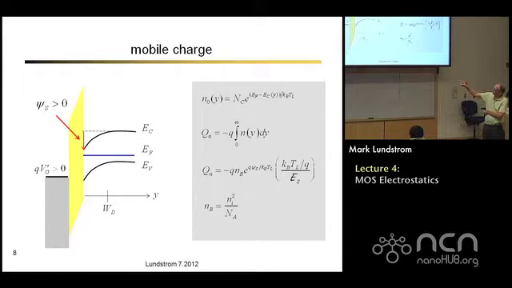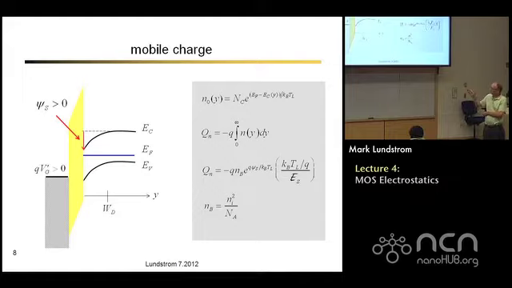If I bend the bands down near the bulk, I'm bending them down by the potential at the surface, psi sub s, the surface potential. That's how much closer the conduction band is to the Fermi energy. So the carrier density is exponentially increased by that factor. Okay, that's right at the surface.